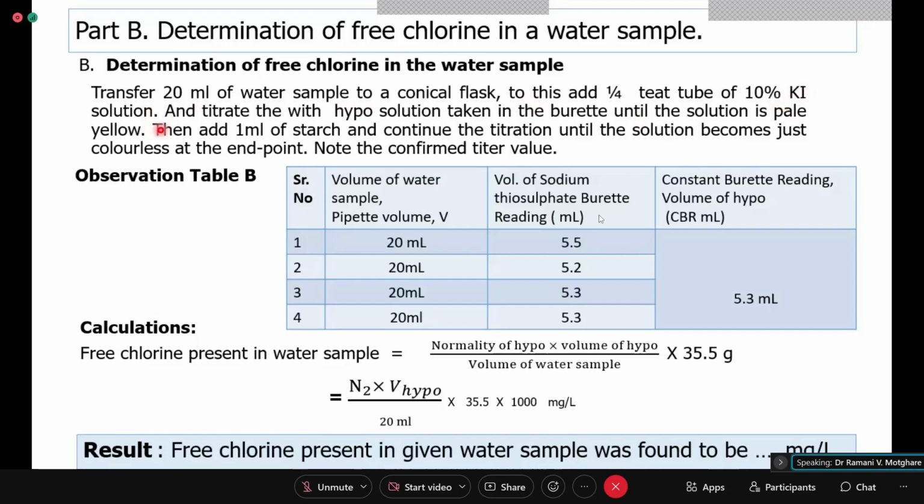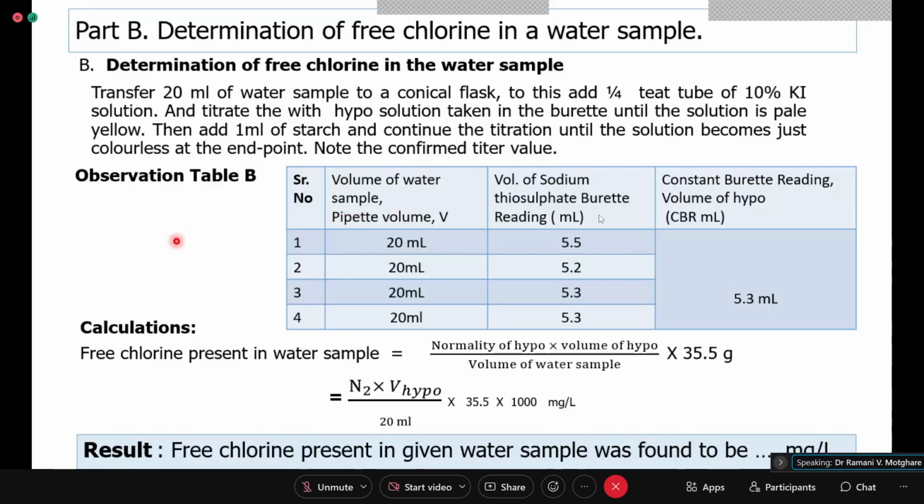When you add this, shake it nicely, you will find that a yellow colored solution has formed. Titrate with hypo solution which is taken in the burette until the solution is pale yellow. Then add 1 ml of starch and continue the titration until the solution becomes just colorless at the end point. Note the constant titer value.